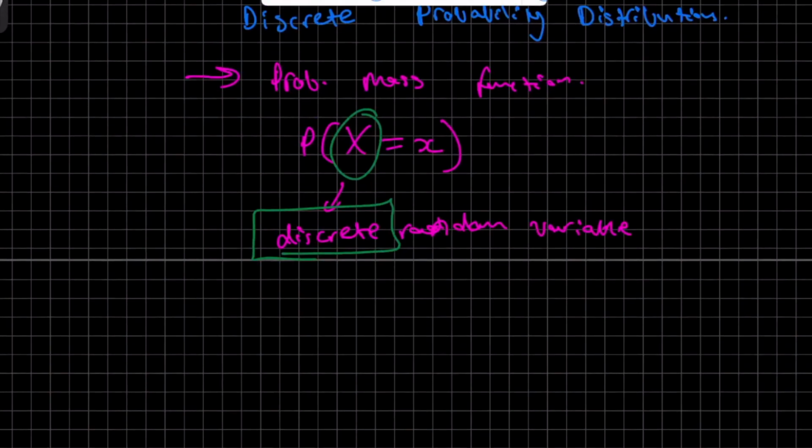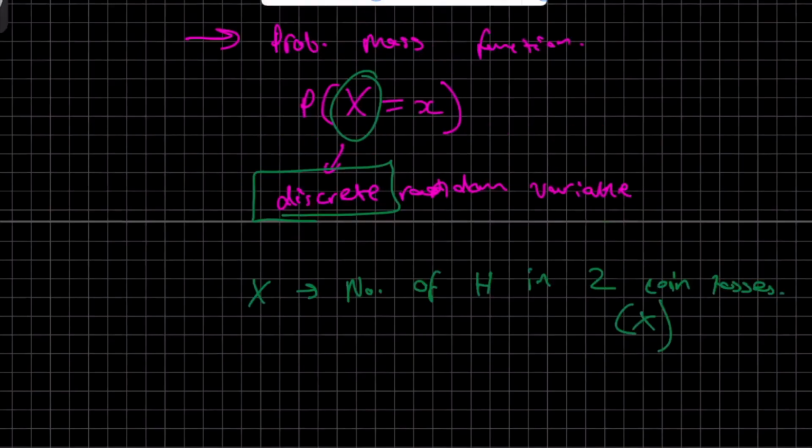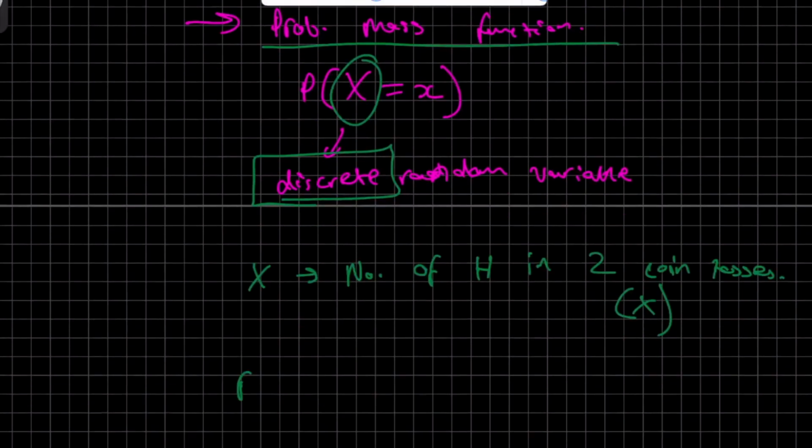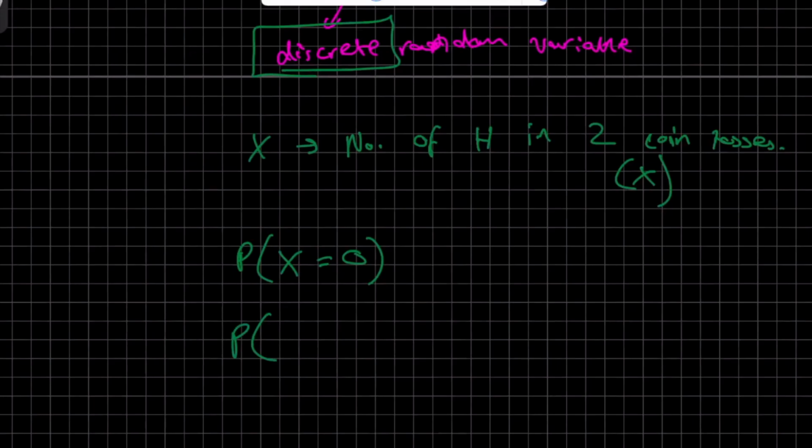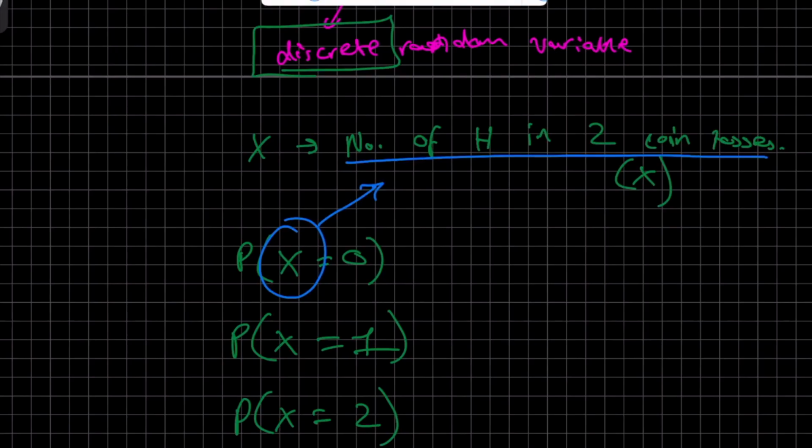Now let's consider X, our discrete random variable, to be the number of heads in 2 coin tosses. So that's our X. Our probability mass function will tell us the probability that the number of heads in 2 coin tosses equals 0, or equals 1, or equals 2. So understanding the notation here is very, very important.